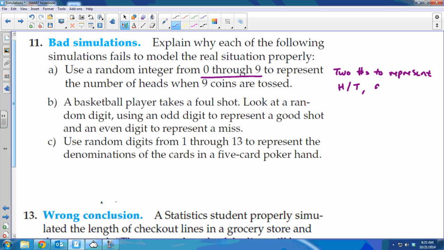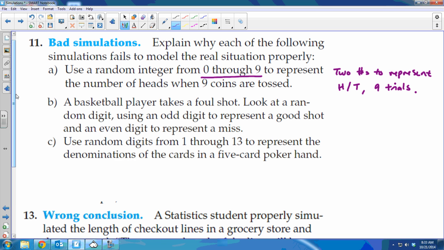And then you would do 9 trials, right? 1 number each. Probably 0 and 1 or something. Does that make sense? Again, make sure you're modeling what's actually happening, not what you just have numbers that match up.